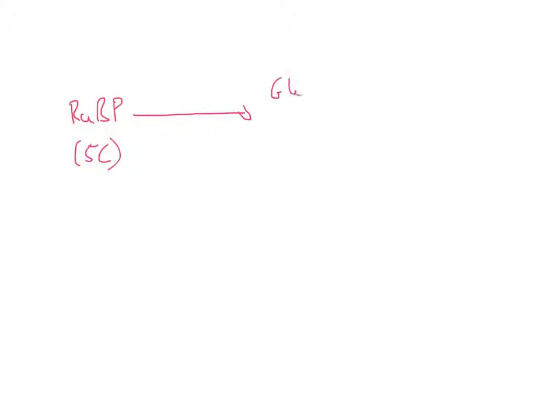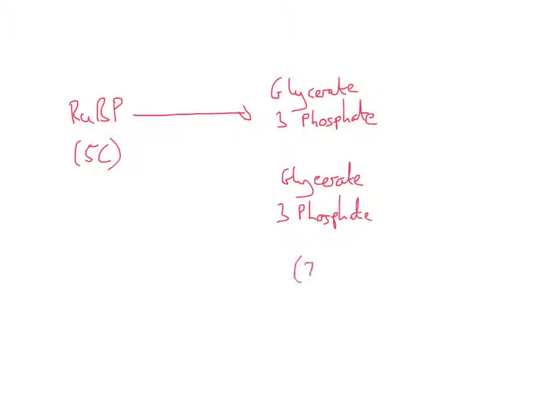I'm going to write them out separately. So glycerate 3-phosphate and another glycerate 3-phosphate. Now glycerate 3-phosphate is a 3-carbon molecule, so obviously we need a carbon from somewhere, and this is where CO2 comes into this reaction. Now for this to happen we have an enzyme called Rubisco involved.